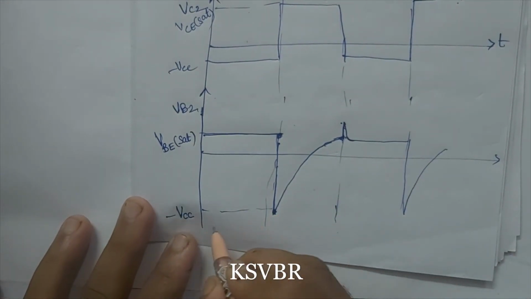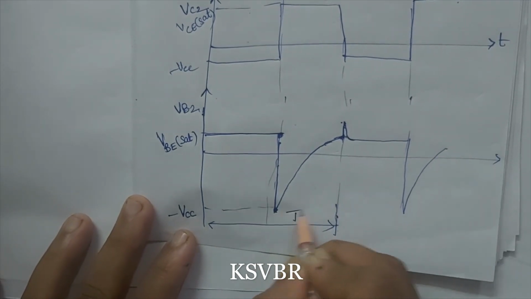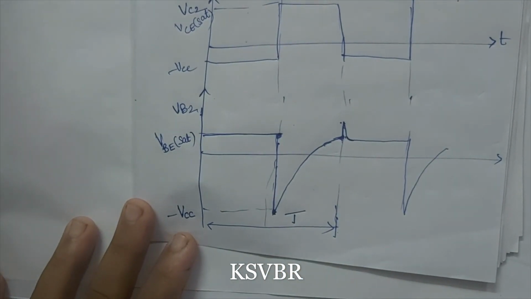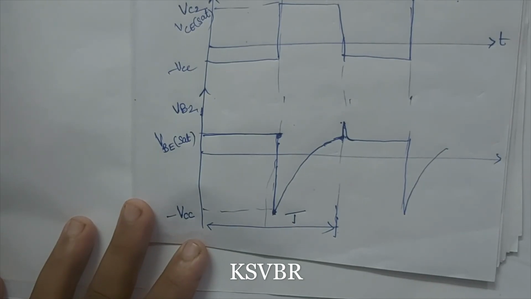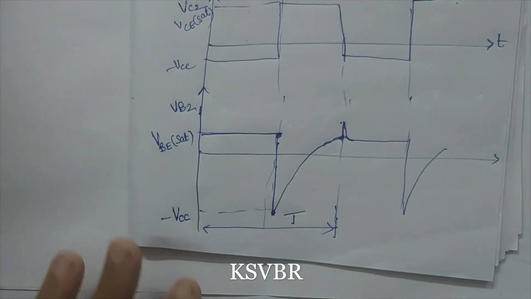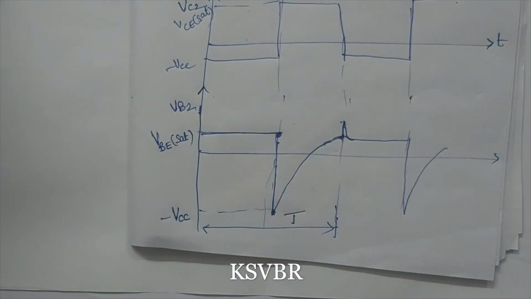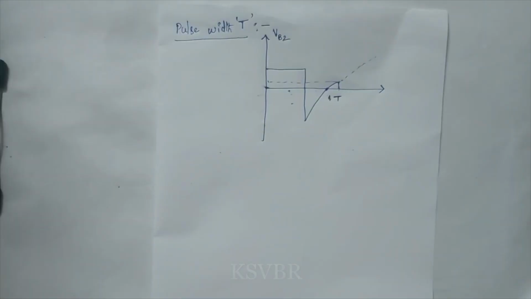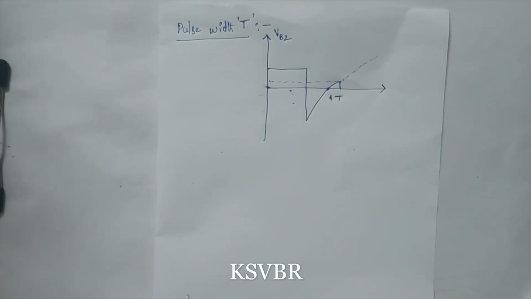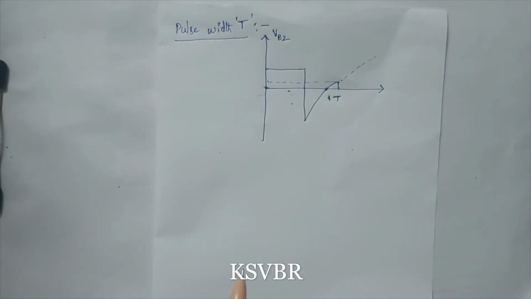This portion is called as time period T. This is called pulse width, and now we are going to analyze pulse width. So these are the waveforms of your monostable multivibrator. Let us find out the pulse width of monostable multivibrator. For that, I am considering waveform at base of transistor 2, because the pulse width is the time for which the circuit remains in the quasi-stable state.